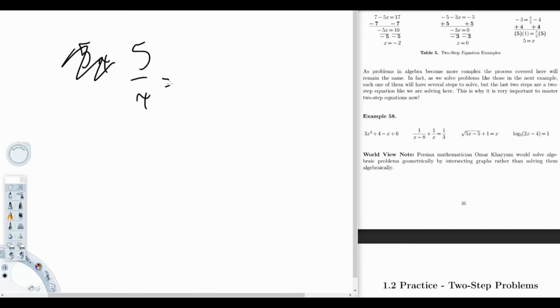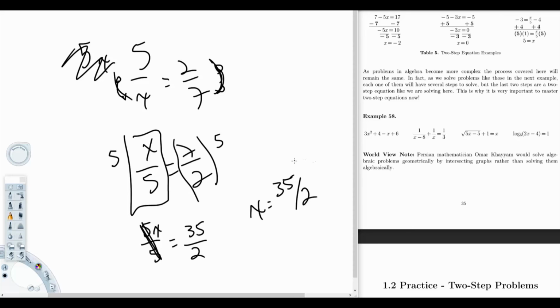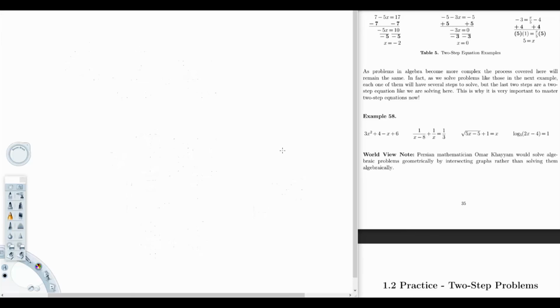5 over x equals 2 over 7. We flip the two sides. You can only do this when you have a fraction equals a fraction. So x over 5 equals 7 over 2, right? I flipped here and I flipped there. Now I focus on this side. I want to get rid of this over 5. What do I do? I multiply everything by 5 here and everything by 5 here. I get 5x over 5 equals 35 over 2. I can eliminate these. x equals 35 over 2. So we see we got the answer. That was a tough one.